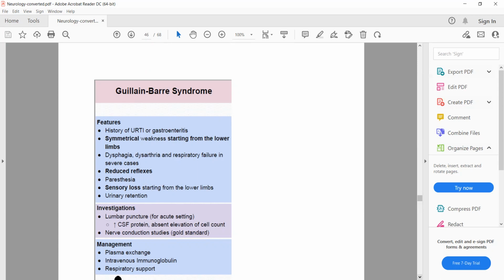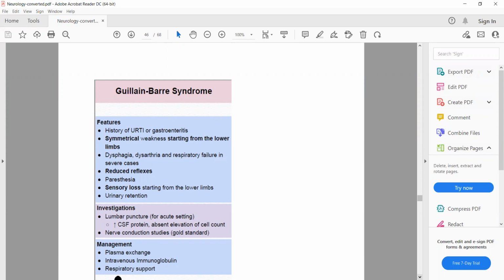So the first condition that we are going to discuss that can lead to muscle weakness is Guillain-Barre syndrome. What is Guillain-Barre syndrome? Guillain-Barre syndrome is basically autoimmune destruction of the myelin sheath of the peripheral nervous system. So the myelin sheath of the peripheral nervous system is destroyed by antibodies that are usually formed after an upper respiratory tract infection or gastroenteritis.